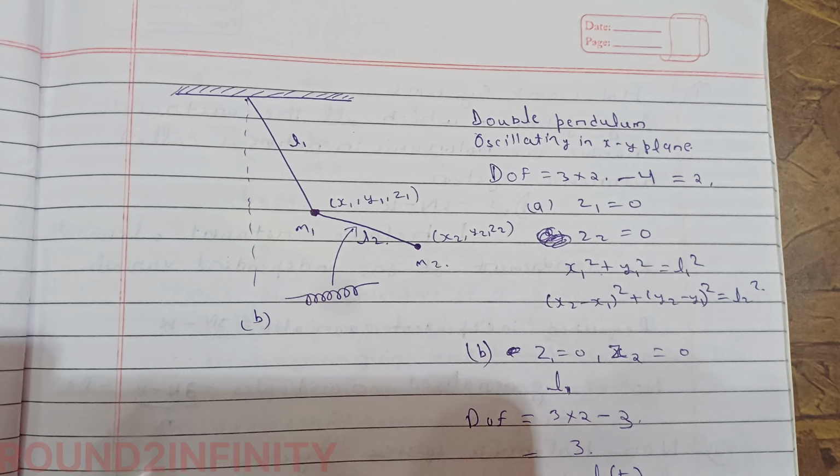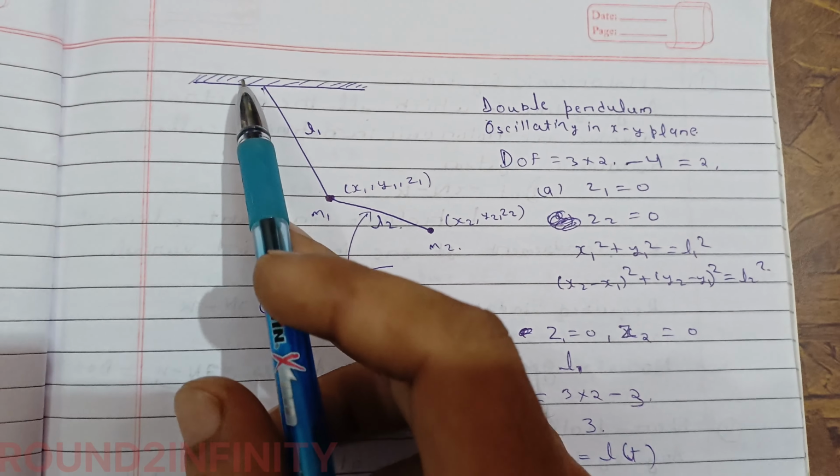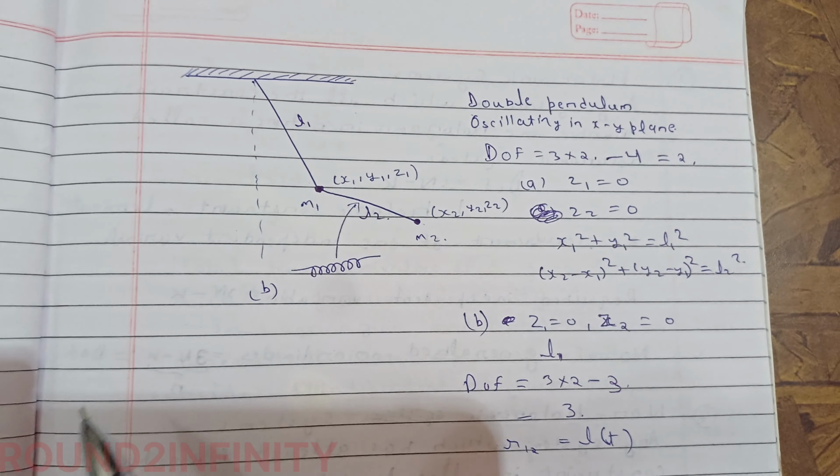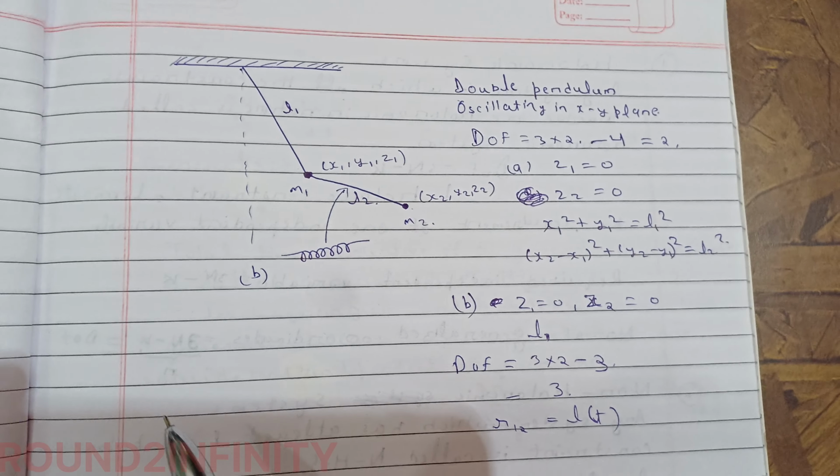This is a double pendulum. What the double pendulum means is that one pendulum is here and a second is attached to this pendulum. So we have 2 lengths, and so let's find the degree of freedom for this kind of system.